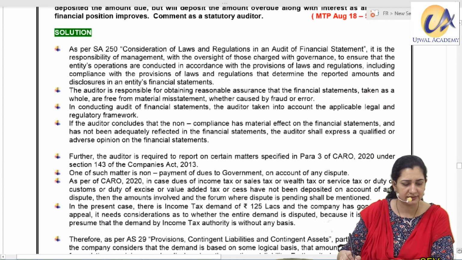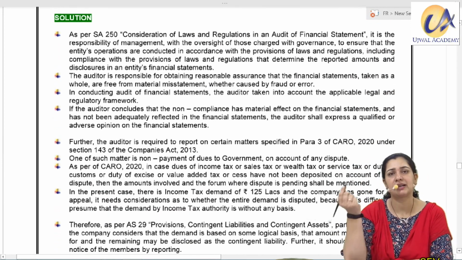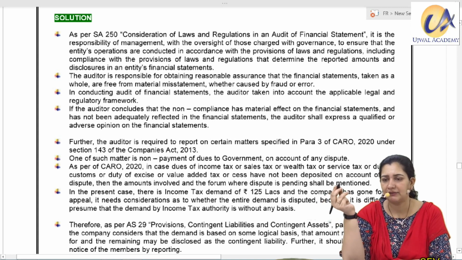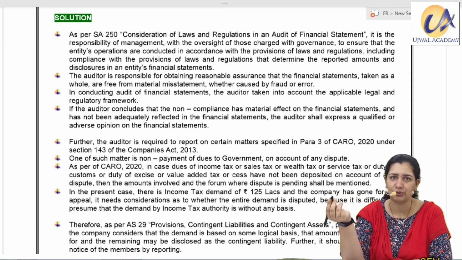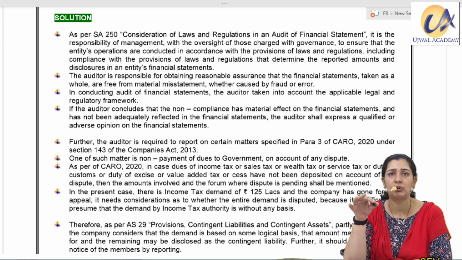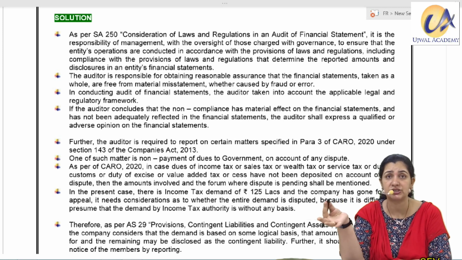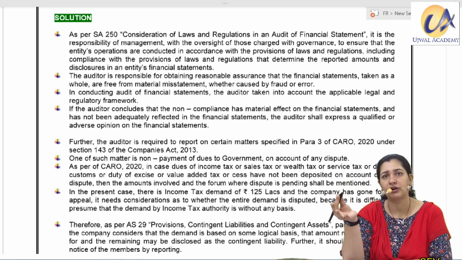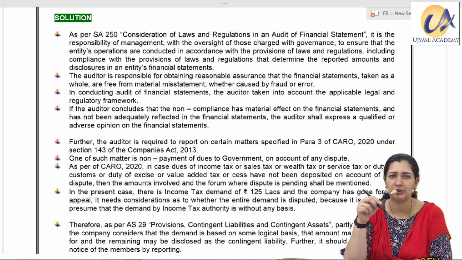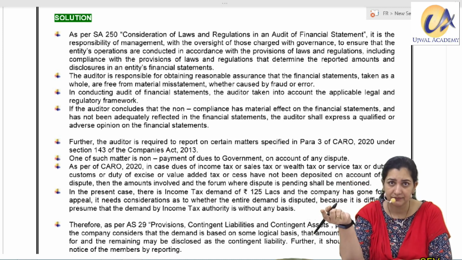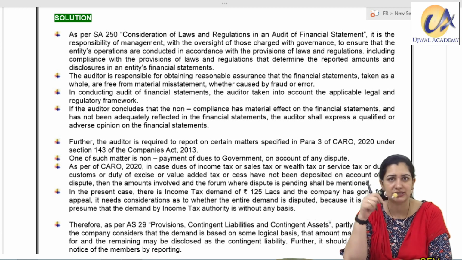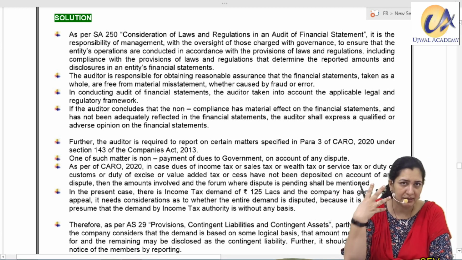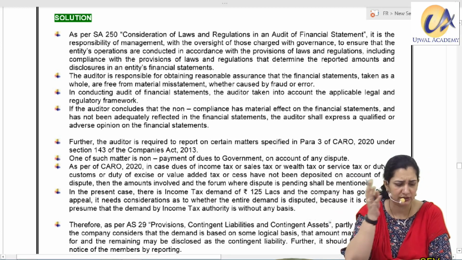So here in the answer, this is our institute's suggested answer in the MTP. And they have given a lot of things. It's not only a CARO related question. CARO is one point. Apart from that, because we're talking about laws and regulations, they have also mentioned SA 250. And plus we have got our AS 29 provision, because provision needs to be made. For the second, that customs duty, we have to see that, and that's why that also is mentioned. But our main focus is going to be on CARO. Let's just quickly go through it.